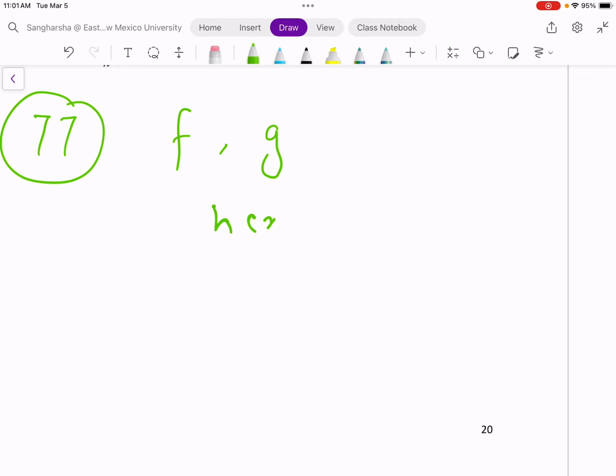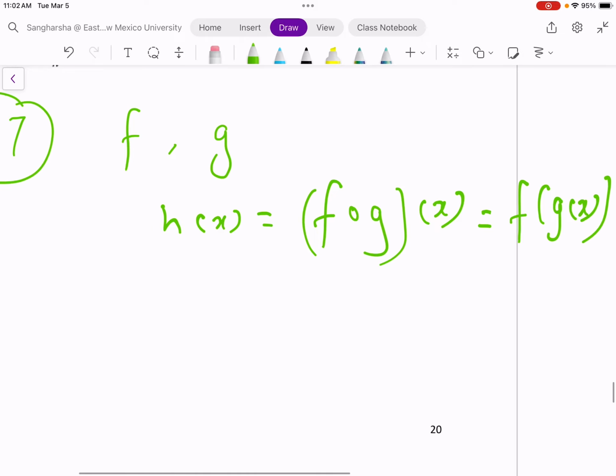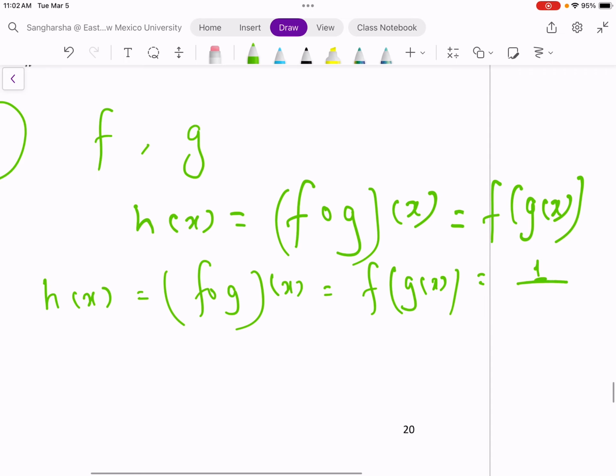function h of x, and this new function h of x is equal to f composite g of x, which is the same as f of g of x. Okay, so this is given to us, and we are given our h of x, which is f composite g of x, or f of g of x. This is given to us as 1 over 2x plus 5. We need to find f and g.